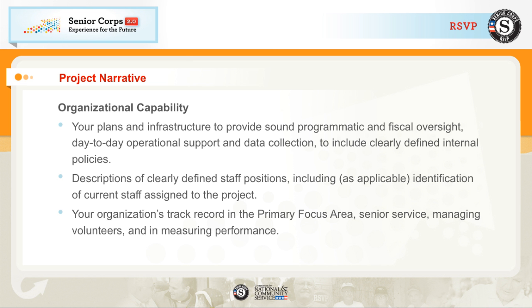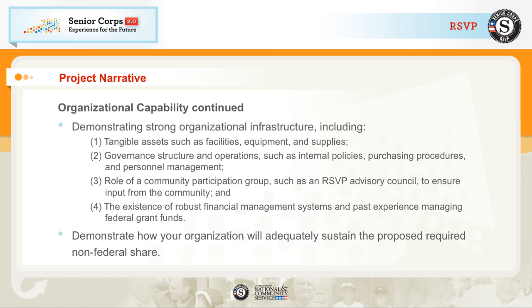Demonstrating strong organizational infrastructure, including 1. Tangible assets such as facilities, equipment, and supplies. 2. Governance structure and operations such as internal policies, purchasing procedures, and personnel management. 3. Role of a community participation group such as an RSVP advisory council to ensure input from the community. And 4. The existence of robust financial management systems and past experience managing federal grant funds. And demonstrate how your organization will adequately sustain the proposed required non-federal share.